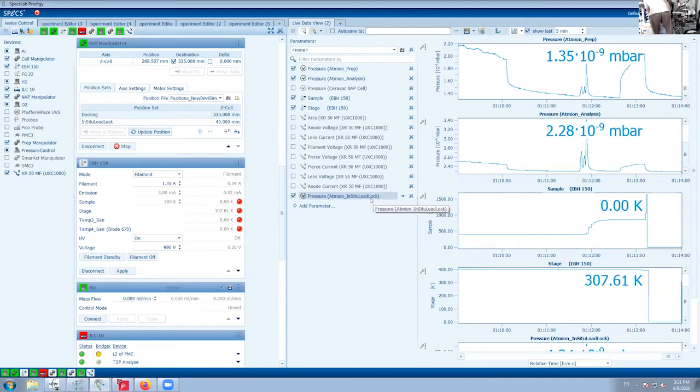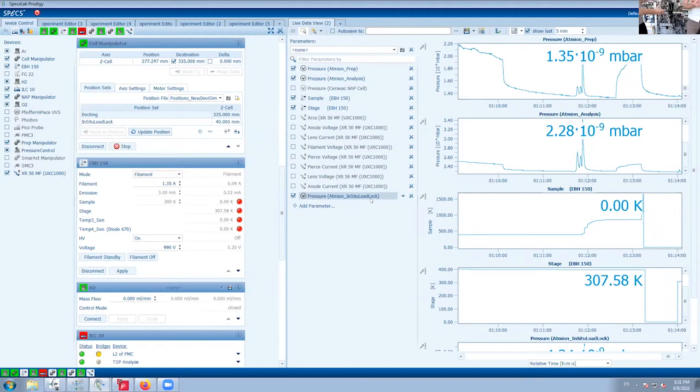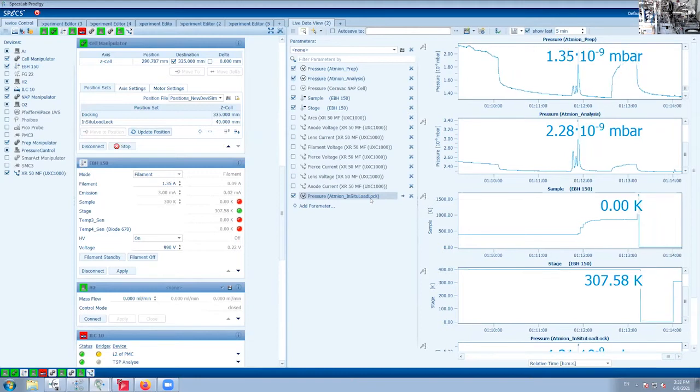Again, you should be sure that the gate valve between the chambers is open, the in situ load lock, where the cell is normally stored, and the analysis chamber. Because if you forget to open the gate valve, of course, there can be some problems.